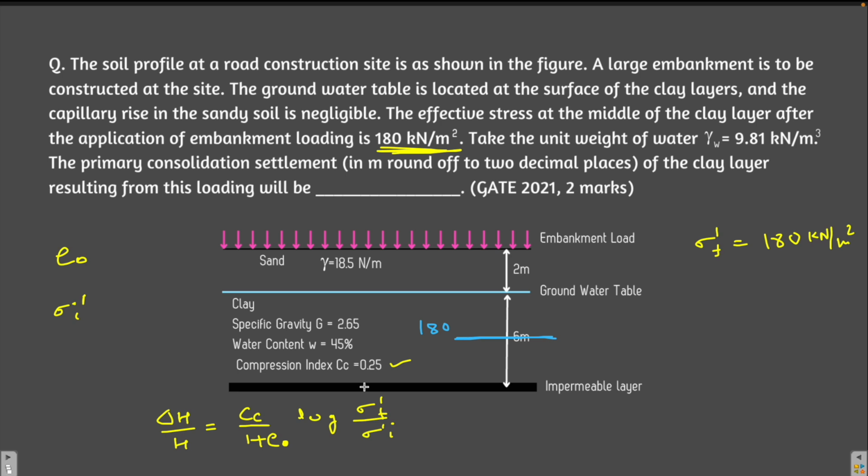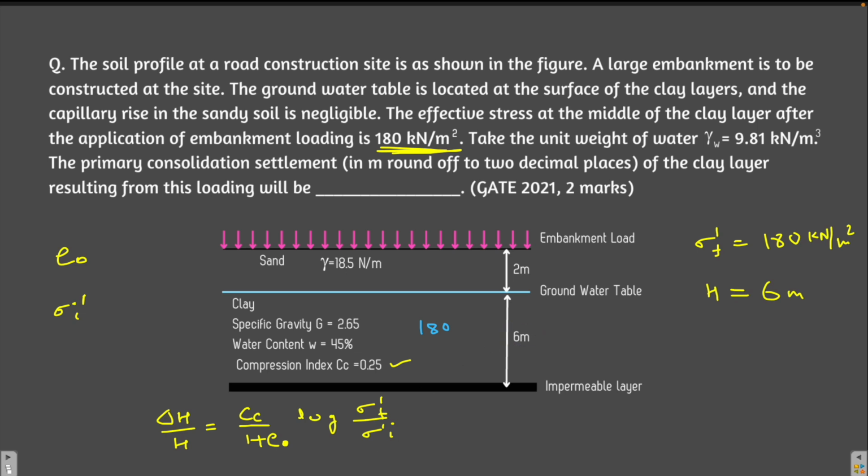The height of the soil, we know what the height of the soil is. One more important thing: this clay layer is getting compressed. So what is the H we are going to take? Are we going to take H as 6 plus 2, that is 8 meters? No, the initial height of the soil we are going to take is just 6 meters. Here is a great chance of committing a mistake. We are not going to take the height as 8 meters because the sand layer is not getting compressed. What is getting compressed is the clay layer. The height of the clay layer is given as 6 meters. You can see here the height of the clay layer is 6 meters.